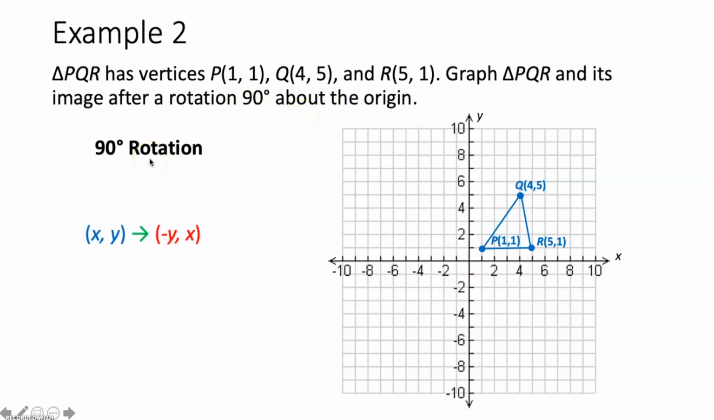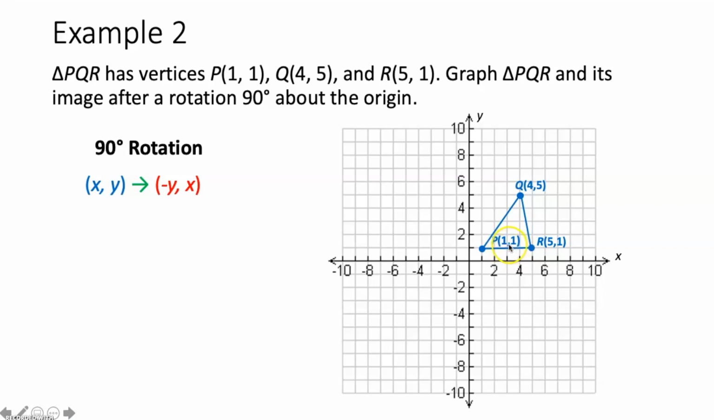So we're going to use the counterclockwise cheat code here. This says that we are going to flip the X and the Y coordinate and make the Y coordinate the opposite of whatever it was. So here, let's start with P. If I want to rotate P 90 degrees counterclockwise about the origin, I'm going to flip the X and the Y coordinate. Well, that doesn't matter.